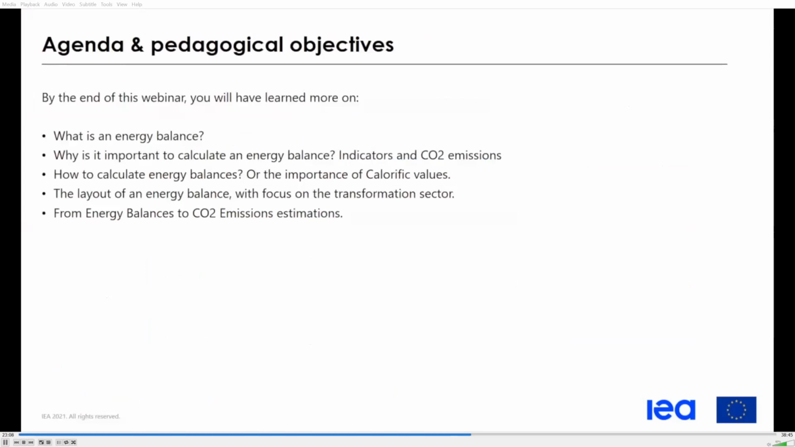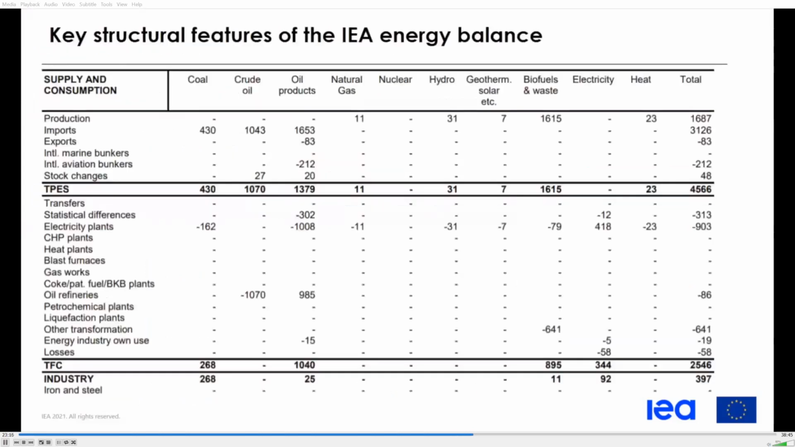Now, let us look again at the energy balance in tabular format and how to read it. These are the key elements to understand in an energy balance. We have three distinct blocks. The top part, which is the energy supply block, the middle part, which is the transformation and energy use part, and the last block, which is the final consumption. The last two blocks are what we refer to as demand.